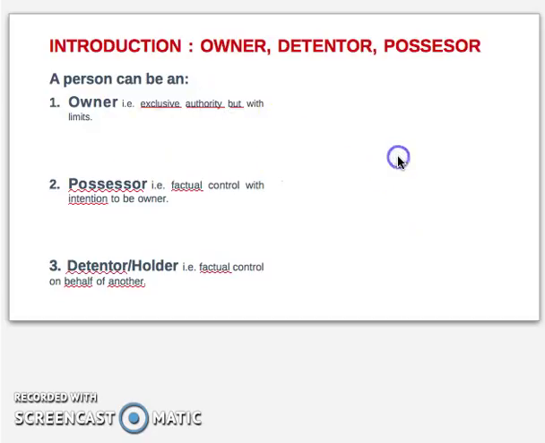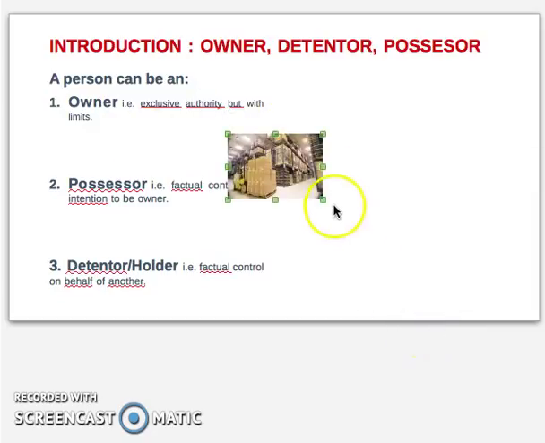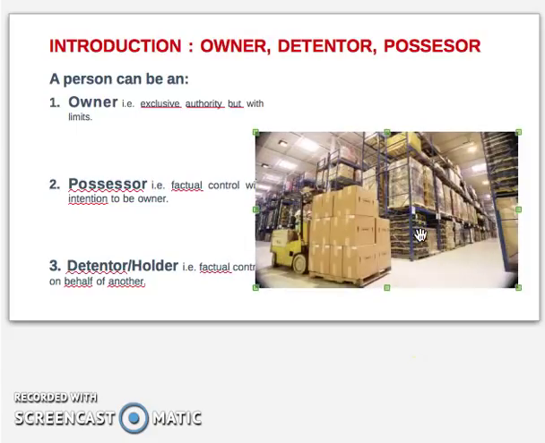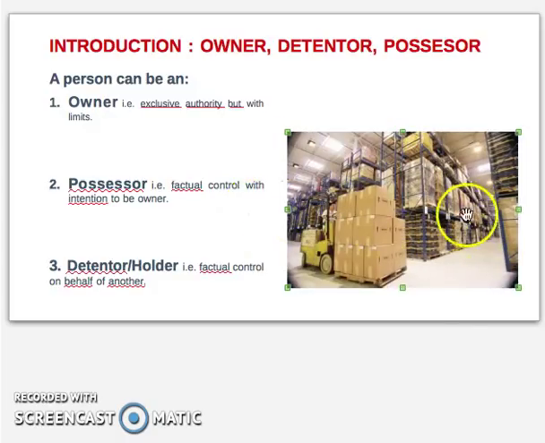Another example of a detentor is someone who owns a warehouse. So in this example, the owner of the warehouse is the detentor of all these goods that are inside because these goods are not his, right? So he's holding these goods on behalf of the real owners. So the owner of the warehouse in this case is a detentor or a holder. He's holding property that does not belong to him, but based on a legal relationship.